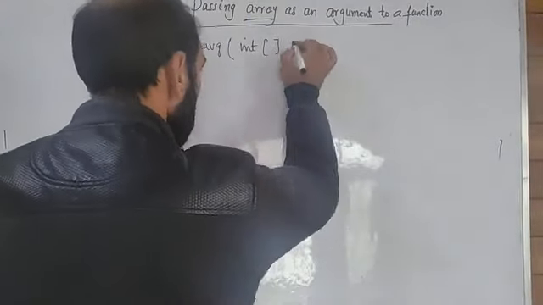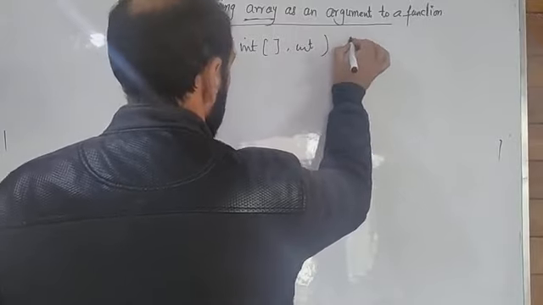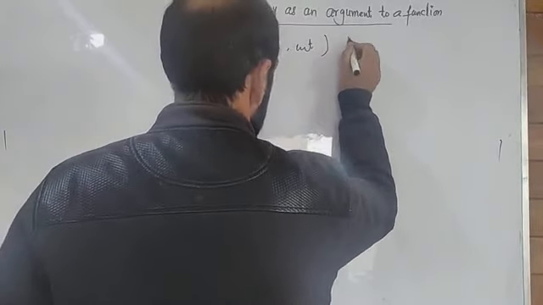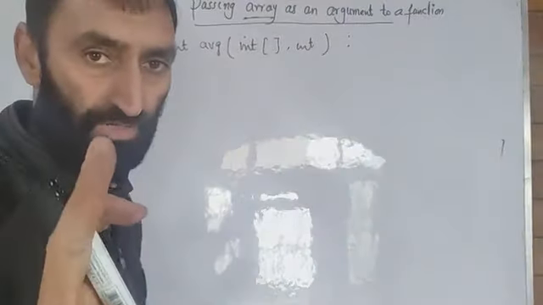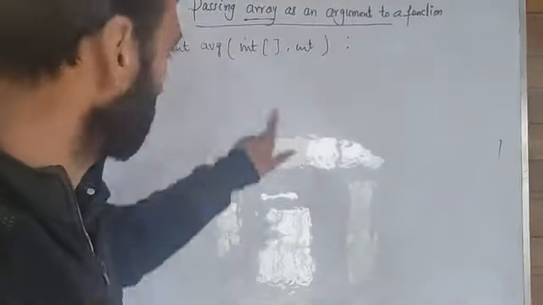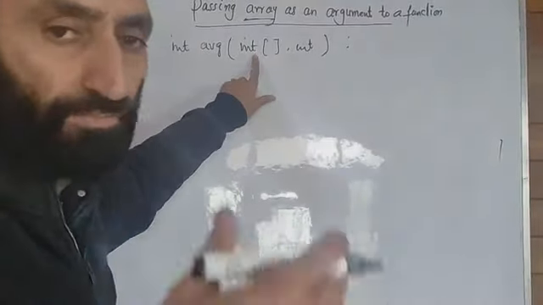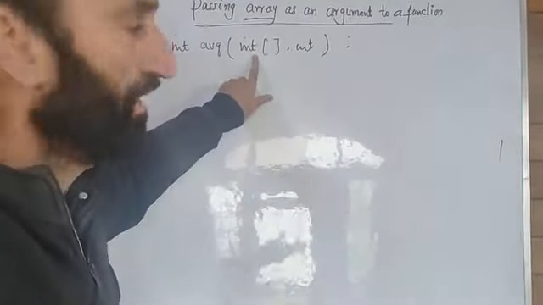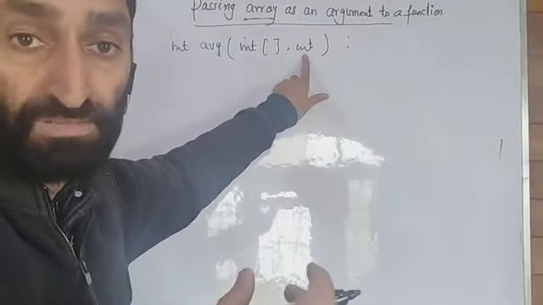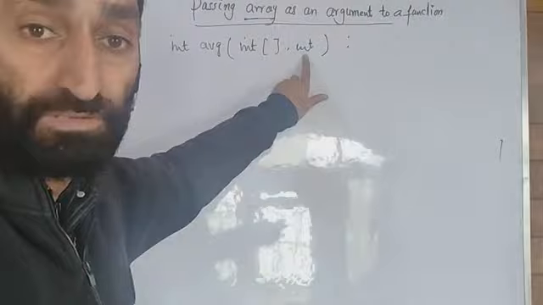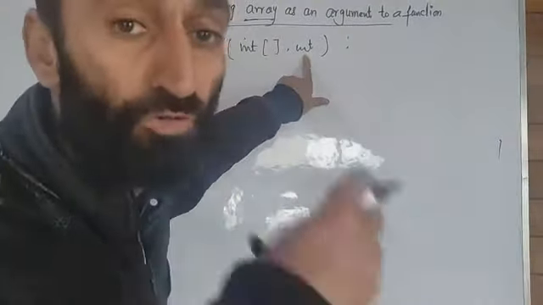And we want to send another data type. That means we are going to pass 2 arguments to a function. We are going to pass 2 parameters. First is the array. Array means the marks of the 5 students or 10 students or 60 students. And the second argument is the number of students, that is, the total number of students whose marks we are going to calculate.